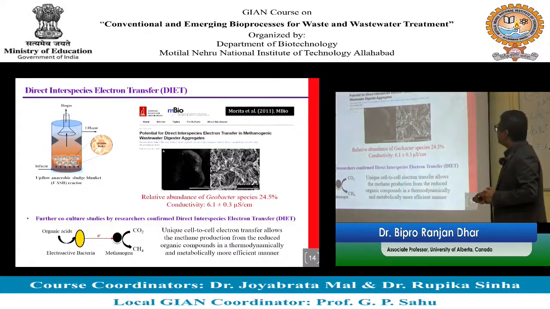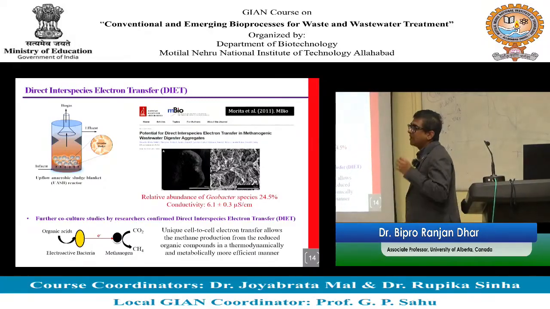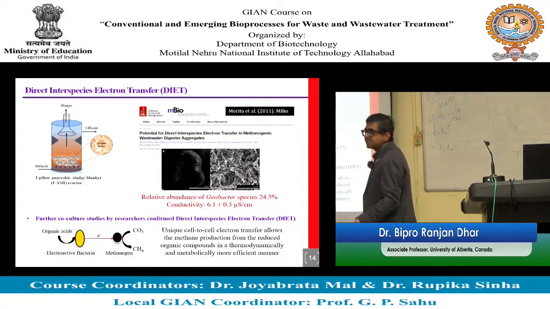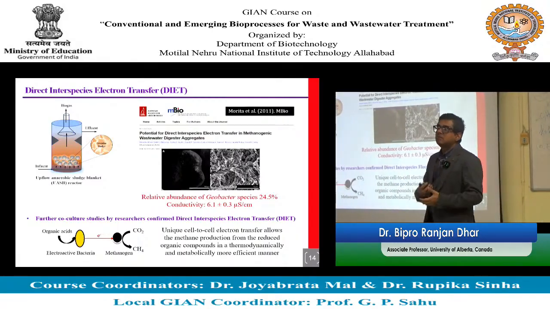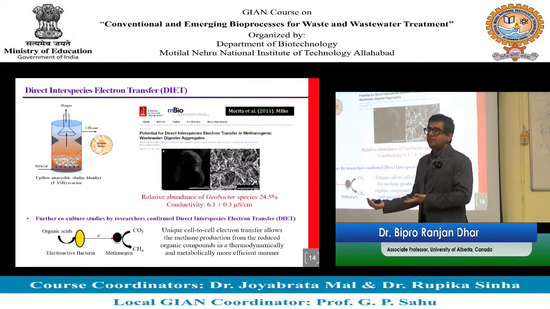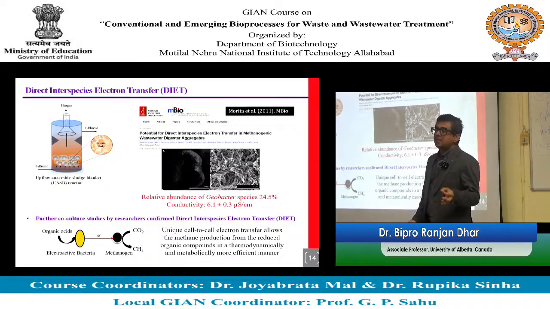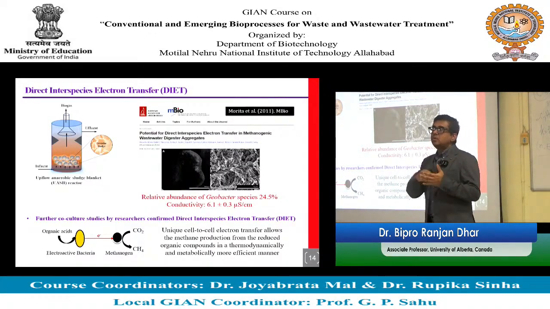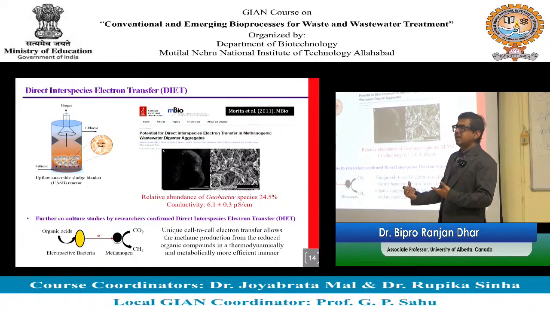Okay, and this process can be thermodynamically and kinetically more efficient, because when you produce a metabolite, the process is not kinetically very fast. Or sometimes, let's say interspecies hydrogen transfer, when hydrogen is utilized by hydrogenotrophic methanogens, the process can be limited by diffusion, right, because hydrogen is a gas.